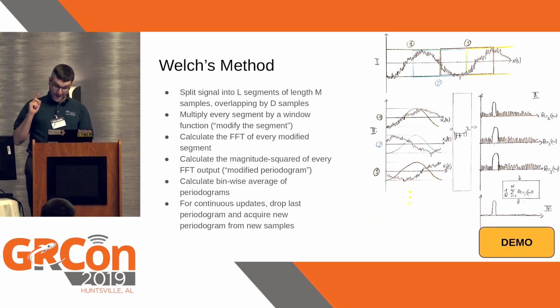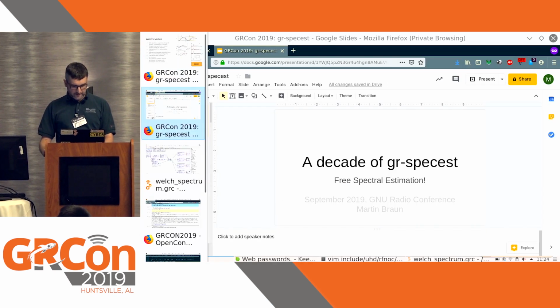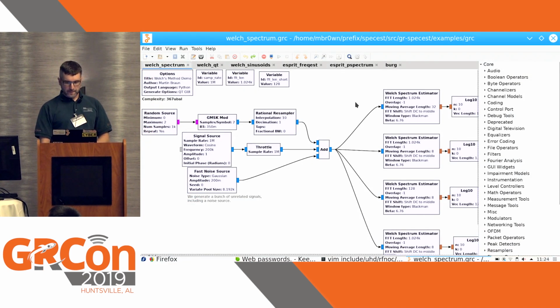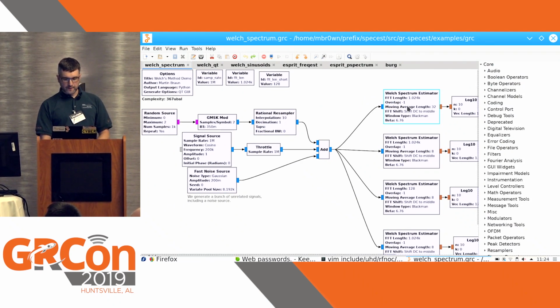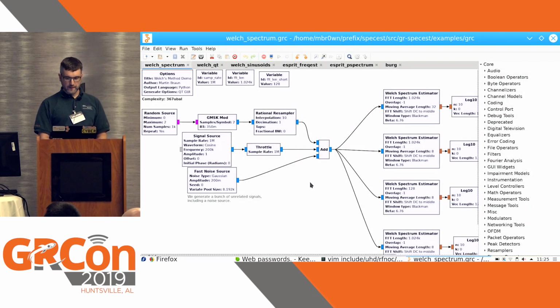And I was saying this is actually about gr-specest. So you can find this in GNU Radio. It looks like this here. So what do we have? We have this block called Welch spectrum estimator, and you put in a bunch of parameters. You can see the parameters here. Overlap is how much you want to overlap the segments. But more importantly, you have an F of t size, which I have as a variable here set to 1024, how many of those I want to average, and a window function, which I will talk about in a bit.